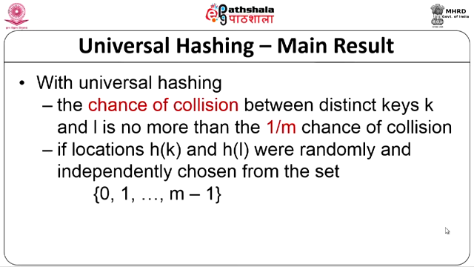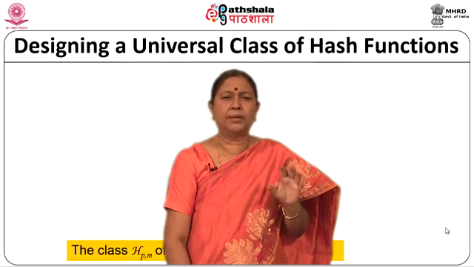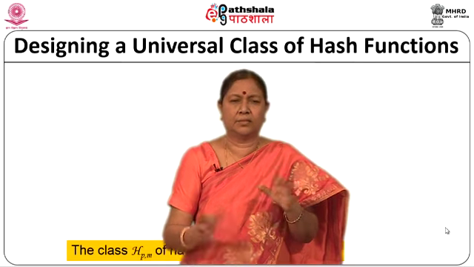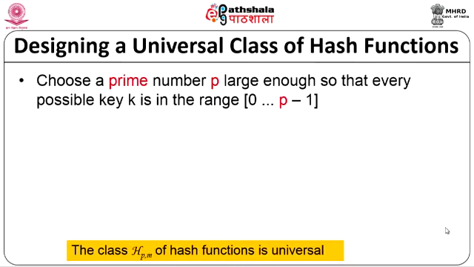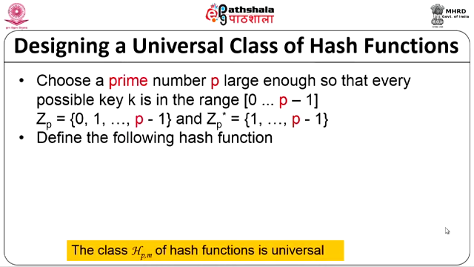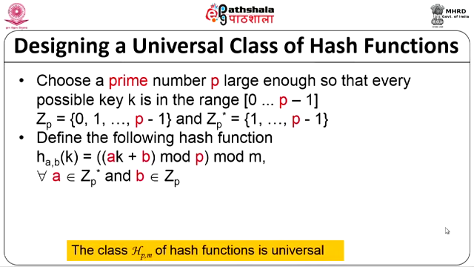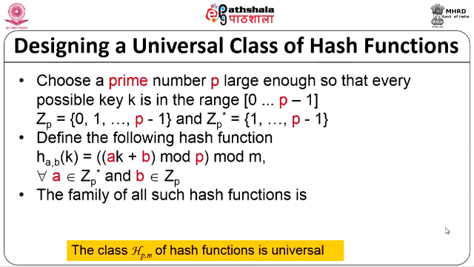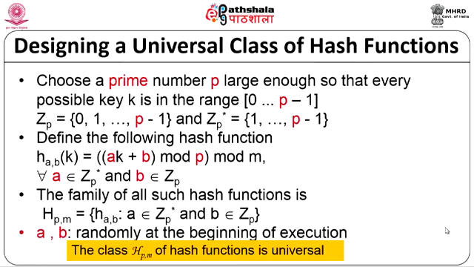So, how do you design a random function? Choose a prime number p larger than whatever that range is, and you try to find the values and you define the function. We have already seen this. The family of all such functions will have this property. So, this is what this class of functions h of p m is, universal. This we have already discussed before. This is how it is designed, and a and b will be randomly chosen at the beginning of the execution, but there is some criterion that you have to follow to choose a and b.